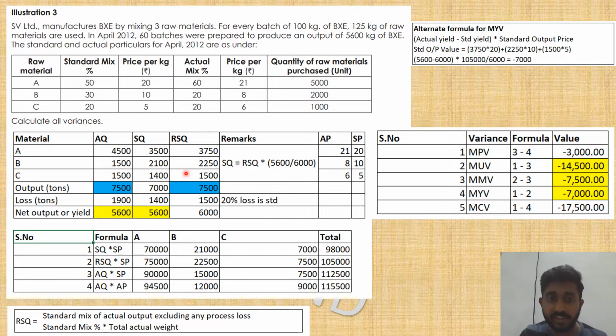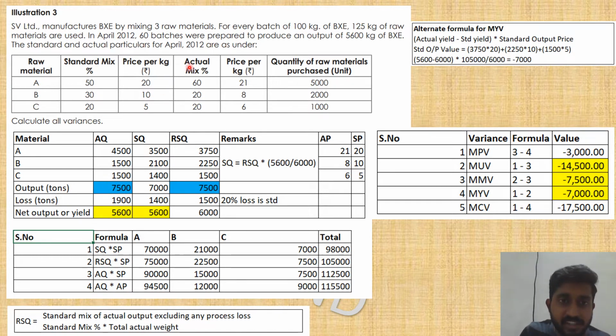Now what is the definition? Revised standard quantity, whatever is the output, that same output will be the output of the actual quantity also. So I have given this color coding. Blue color is given for 7,500; 7,500 will be the same. The same way, the net output after deducting the losses will be the same for the actual quantity and standard quantity. So I have given a color coding yellow for that. So now I have fixed output as 7,500.